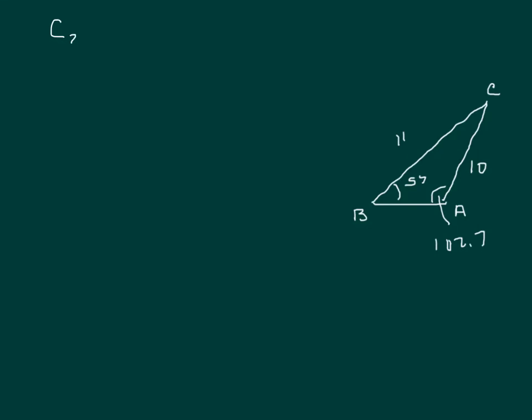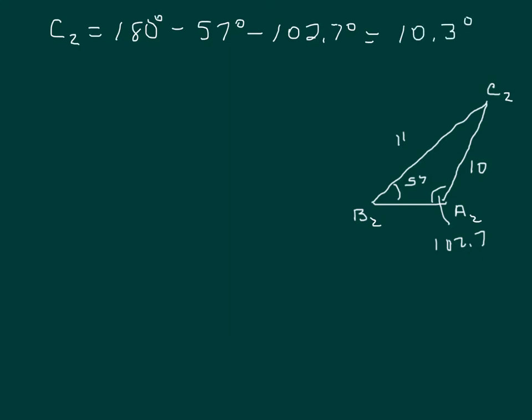Now we've redrawn the triangle, made it a little bit larger so we can see it. Now we solve for the angle C. Let's make it a 2, since this is our second triangle. C2 would be 180 degrees, the number of degrees in the triangle, minus 57 degrees, which is angle B, minus 112.7 degrees, which is angle A. And that would be 10.3 degrees.